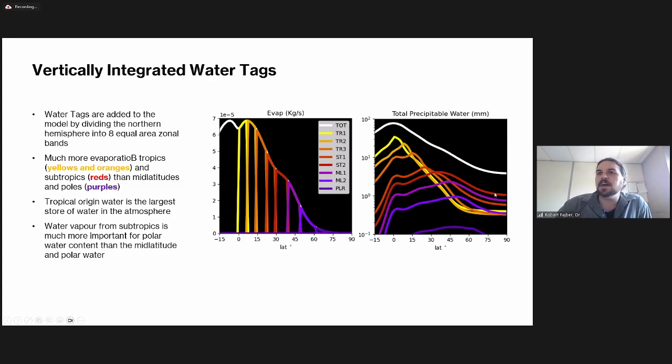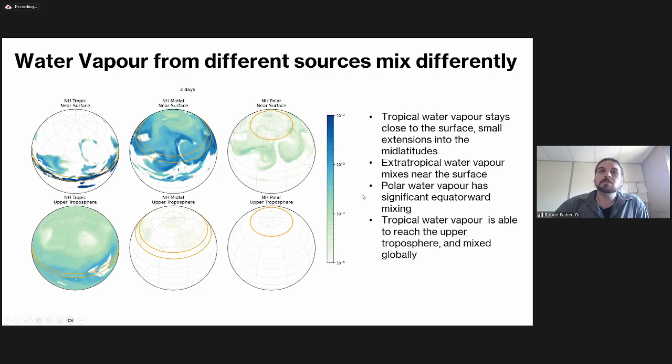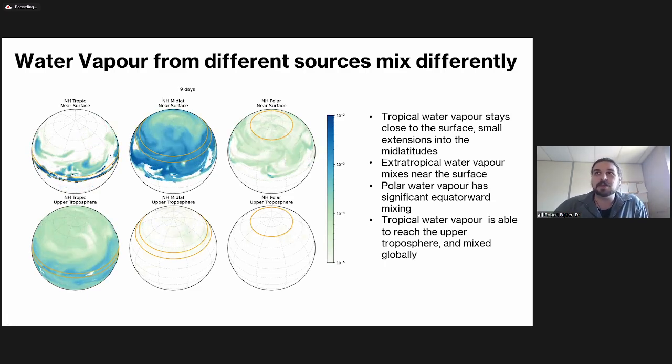But you can see that actually a lot of the polar precipitable water we see comes from subtropical sources. So water vapor that's evaporating between roughly 22 and 35 degrees or so is actually making up a lot of the precipitable water that we see at the poles. So despite how far away it is, these subtropical moisture sources are really, really important throughout the whole atmosphere, and especially in the poles. So that was the vertically integrated picture.